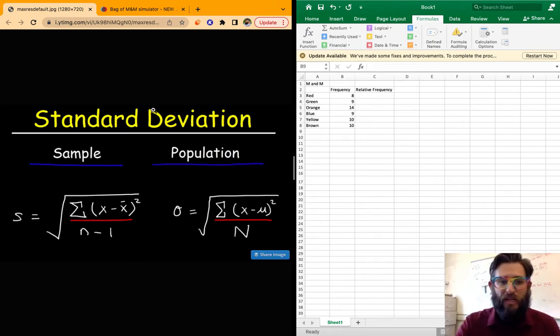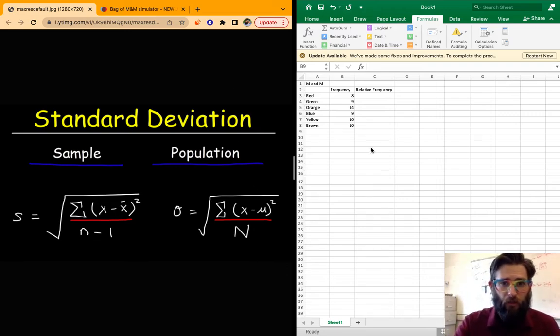Now, one thing we need in order to calculate the standard deviation for both the sample and the population is the mean. For a sample, X bar is how we would denote the mean, and for a population, mu, this funky looking U here, is how we would signify the mean.